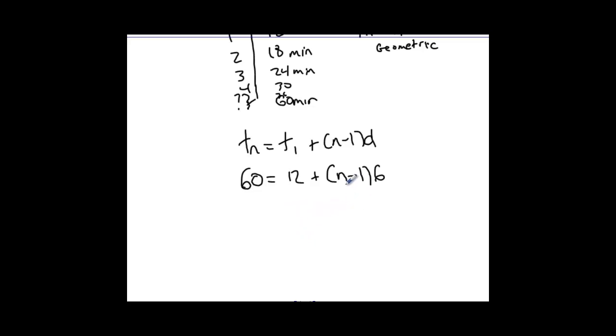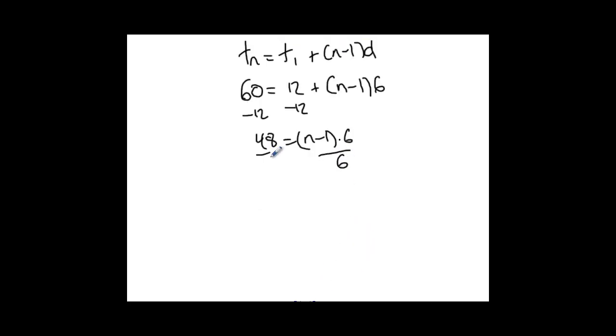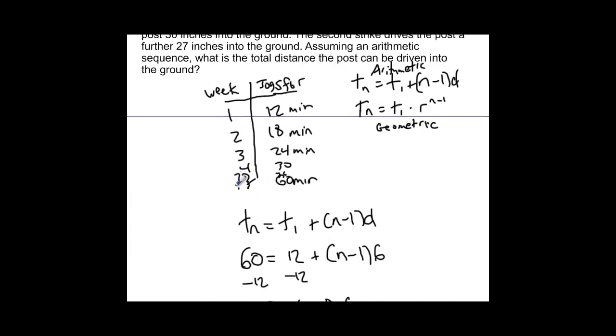To solve this then, we need to use our algebra skills. So to get n by itself, n is the number of weeks it's been, we'll have to subtract 12 from both sides. So that means you've got 48 equals n minus 1 times 6. We'll have to divide by 6. 48 divided by 6, that's 8? I think that's 8. 6 times 8 is 48. And then we need to add 1. And based on that, it should take 9 weeks for this guy to eventually have run 60 minutes.